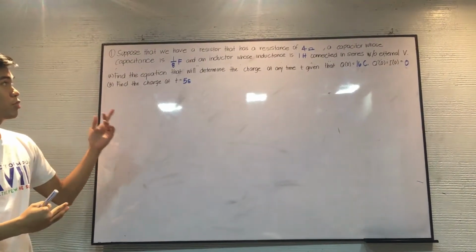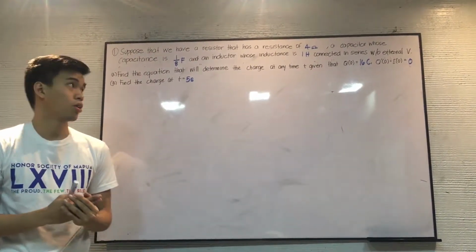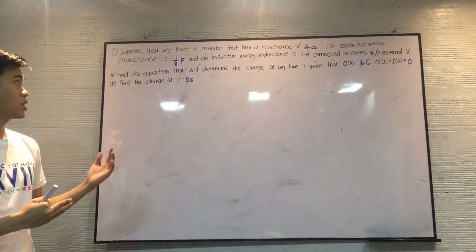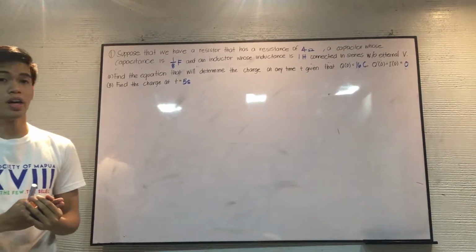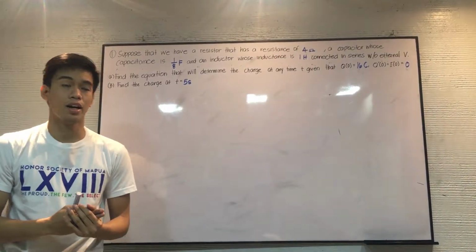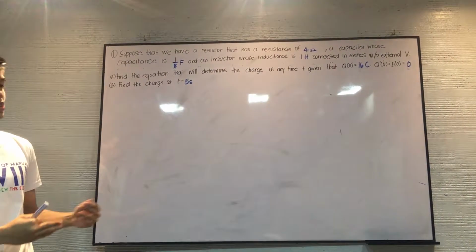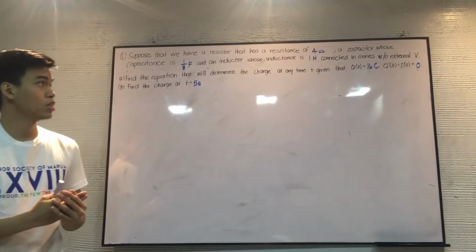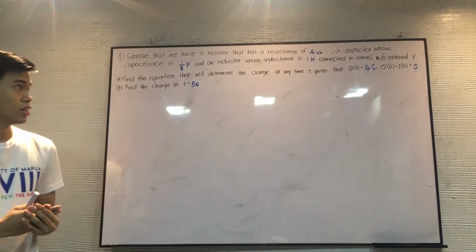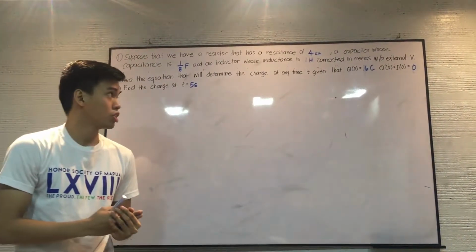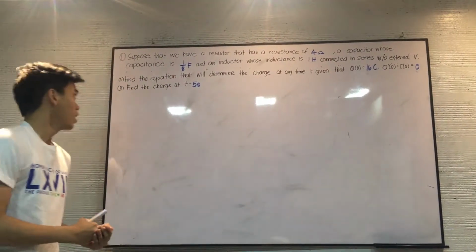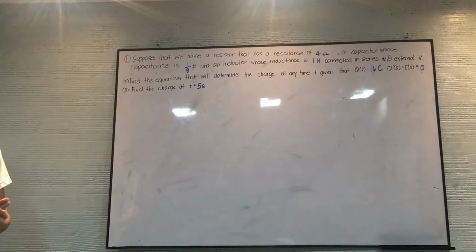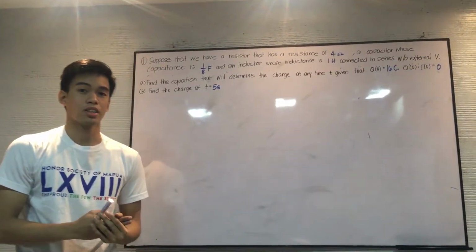Suppose that we have a resistor that has a resistance of 4 ohms, a capacitor whose capacitance is 1/8 farad, and an inductor whose inductance is 1 Henry connected in series without external voltage. Find the equation that will determine the charge at any time t, given that the initial charge is 16 coulombs and the initial current is 0 amps. And also, find the charge at the time 5 seconds.